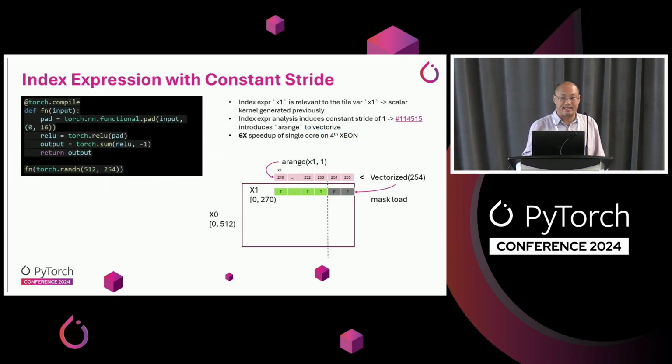For bare index expressions with constant strides, we can vectorize the expression using vec range. For example, in a padding operation where we need to check if an index is out of range, instead of performing scalar checks one by one, we can use a range to vectorize these checks and build a vector mask. This provides a significant performance boost, in this case a 6 times speedup over the scalar kernel.